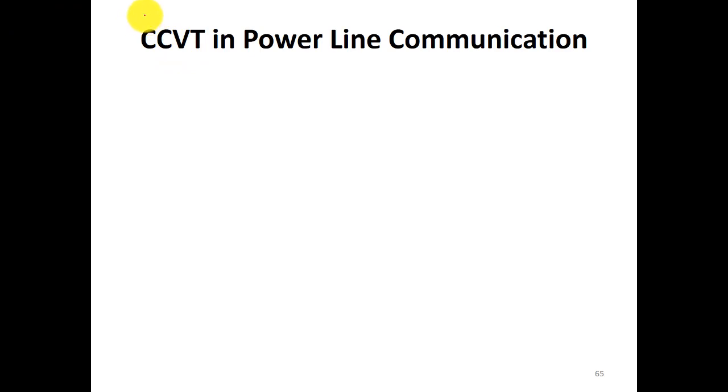In fact, CCVT is capacitor coupling, or capacitor coupled, voltage transformer. In power line communication, because we use the capacitance in the CCVT, it is very useful to trap the communication signal which is being transmitted through the transmission line.